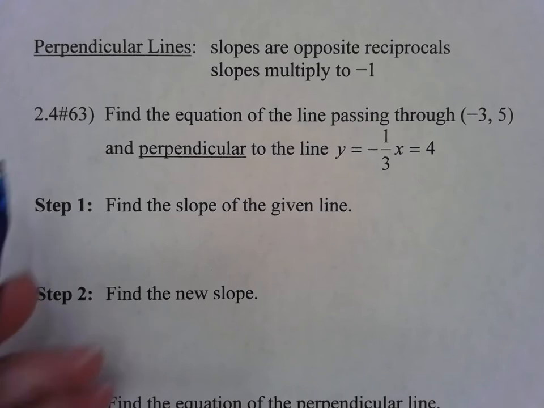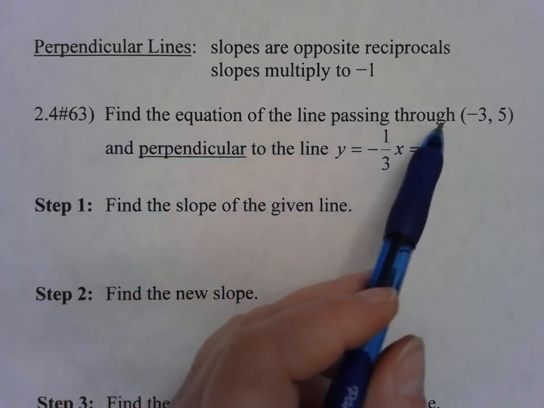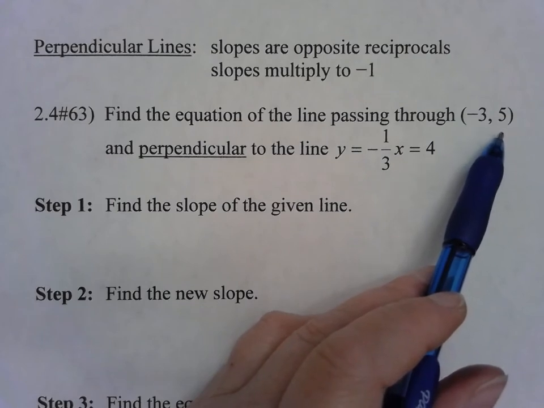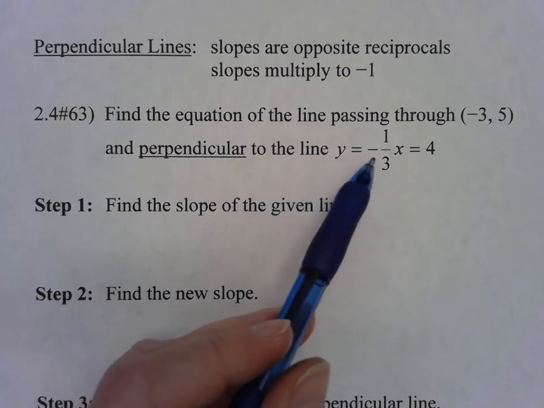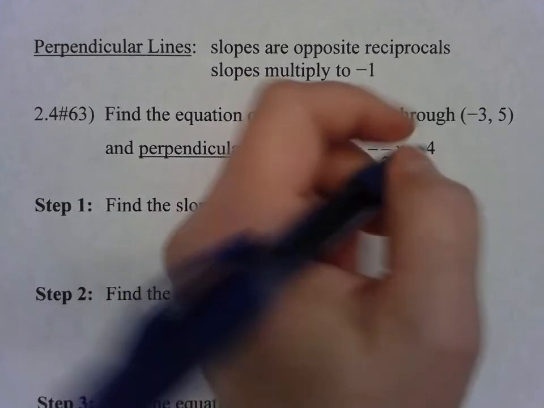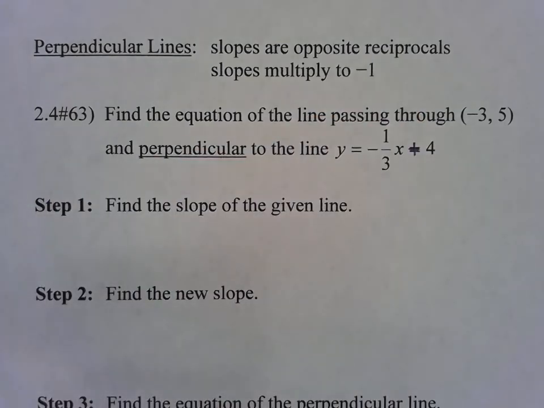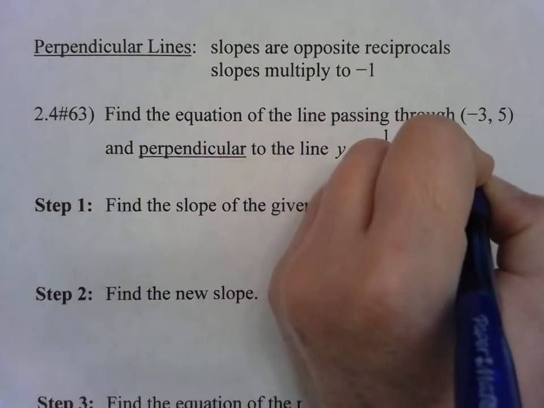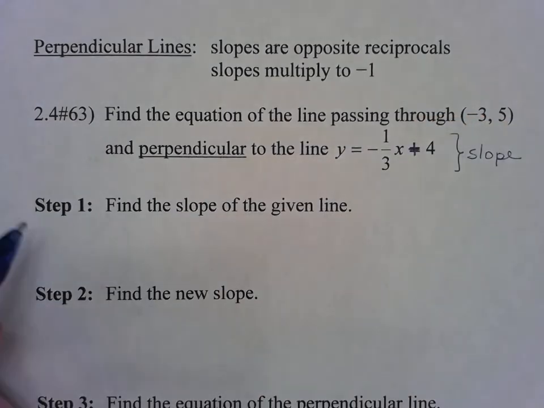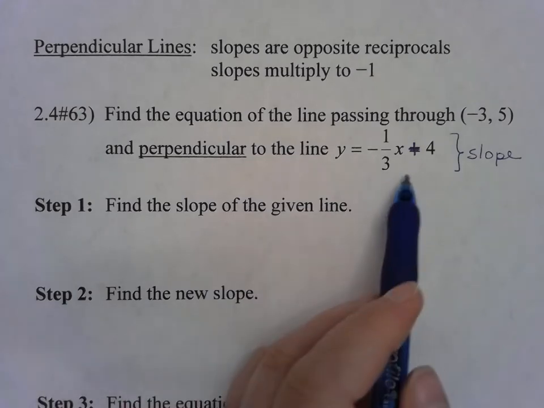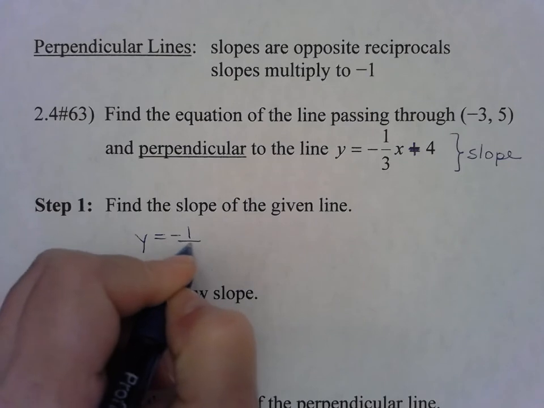Okay, similar kind of problem where we want to find the equation of the line passing through the point -3, 5. This time perpendicular to the line y equals -1/3 x. I'm pretty sure this is supposed to be a plus 4. So again, we want to use this as a clue to find the slope. Same three steps. So we want to find the slope of the given line. Here's the given line.